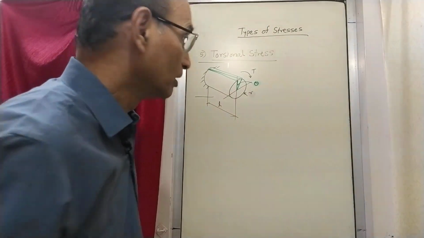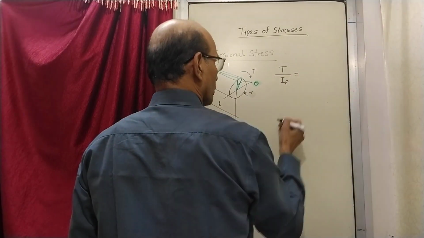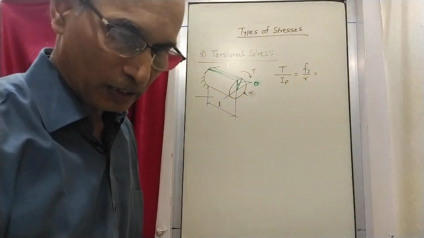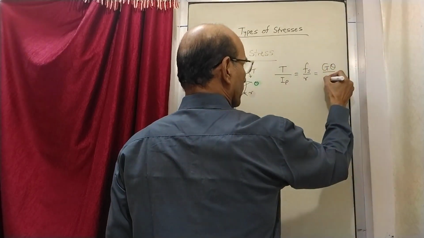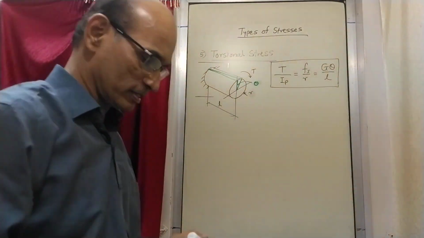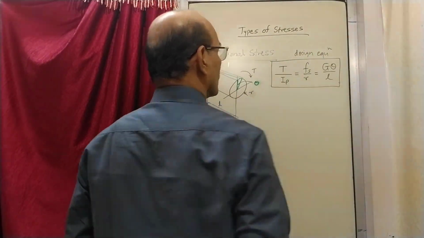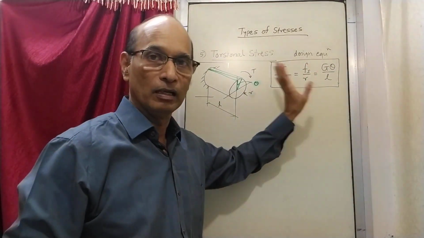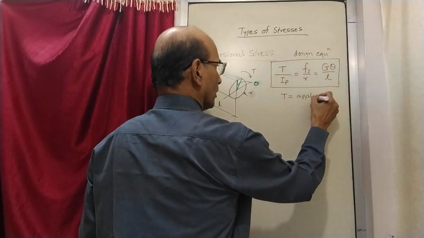So you can write down this: T upon IP equal to F shear upon R equal to G theta, or theta upon L. So this becomes the design equation for this case. T upon IP equal to F shear upon R equal to G theta upon L. And again, what are the terms? T stands for torque, applied torque.